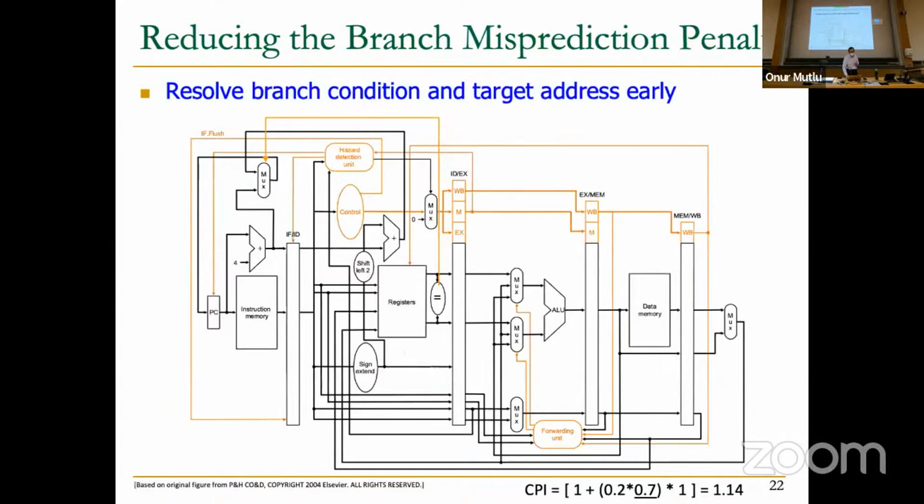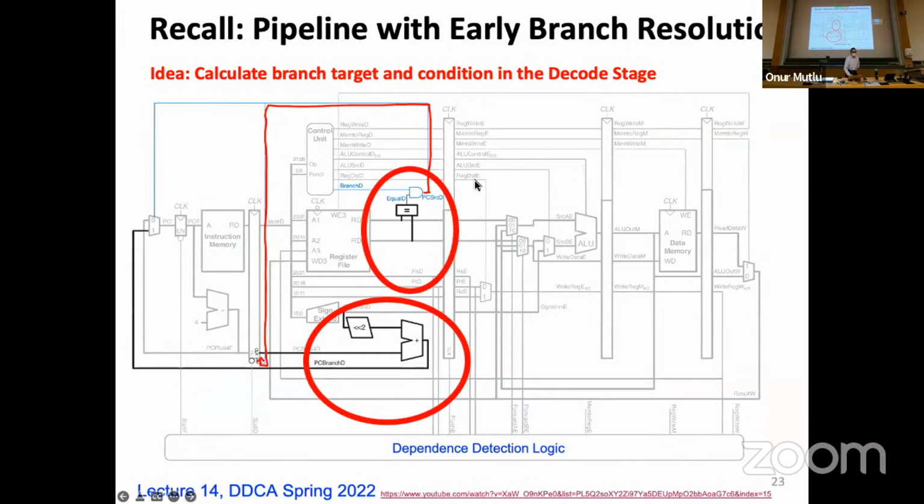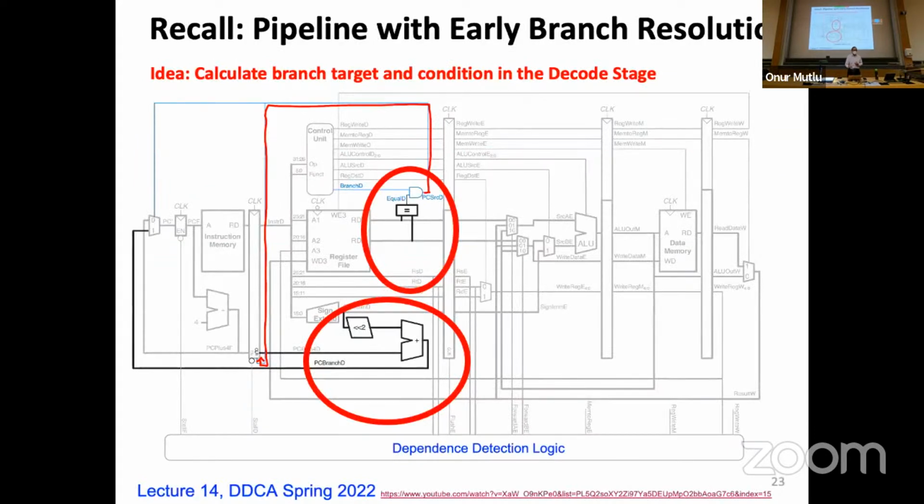And we've seen an example of this before, actually. In the pipeline that we saw in lecture 14, we resolved the branch condition and target address early, right? If you remember, we replicated the adder and equality checker over here so that we can compute the target address and the condition for BEQ in MIPS. And we discussed if it's a good idea. This is another example that we see. We basically calculate the branch target and condition in the decode stage. But it's not necessarily a good idea, and it may not always be possible.